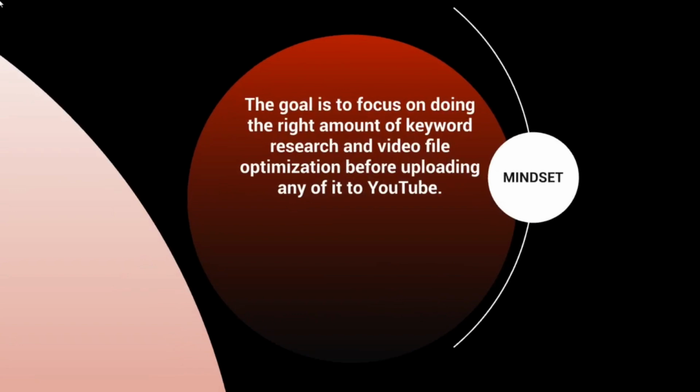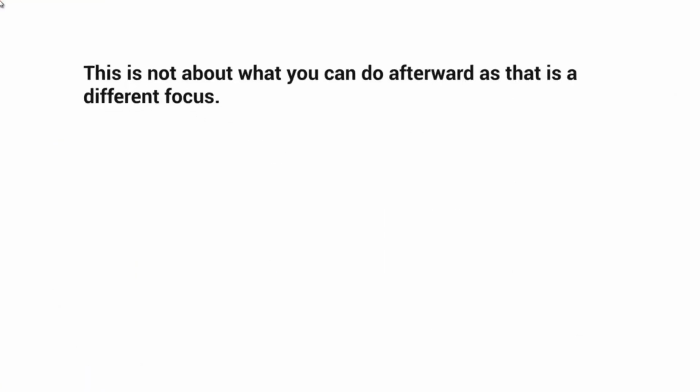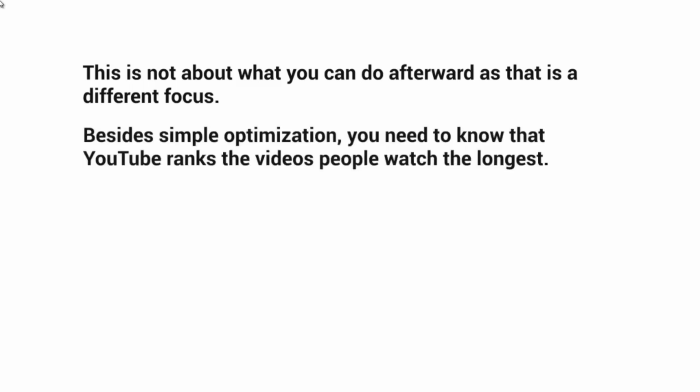I want to first start out by saying the goal is to focus on doing the right amount of keyword research and video file automation before actually uploading any of it to YouTube. Essentially this is all about what most people forget about doing before making their YouTube video live. Most people think about what to do after they upload the video. They don't think about what they have to do before making it live. So this is not about what you can do afterwards, as that is a totally different focus, but rather before.